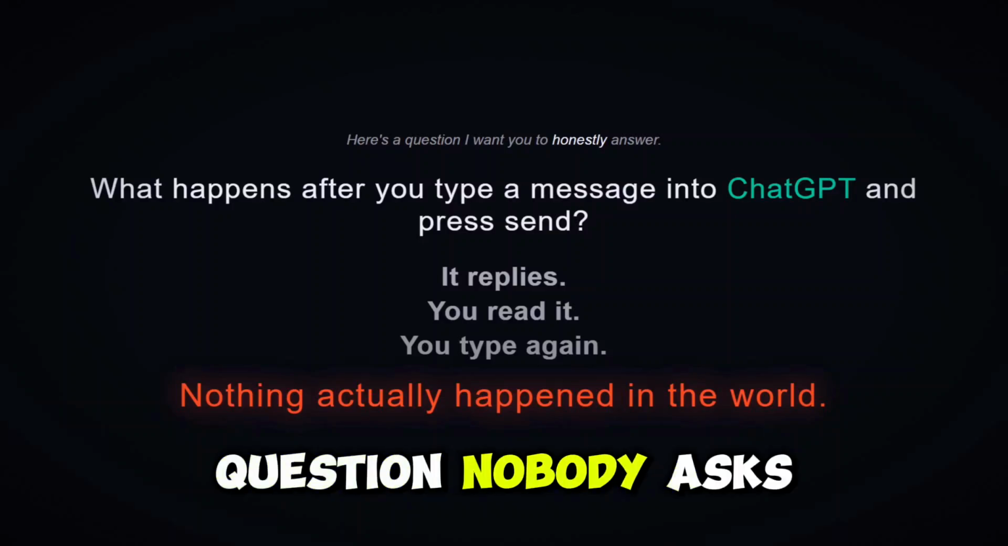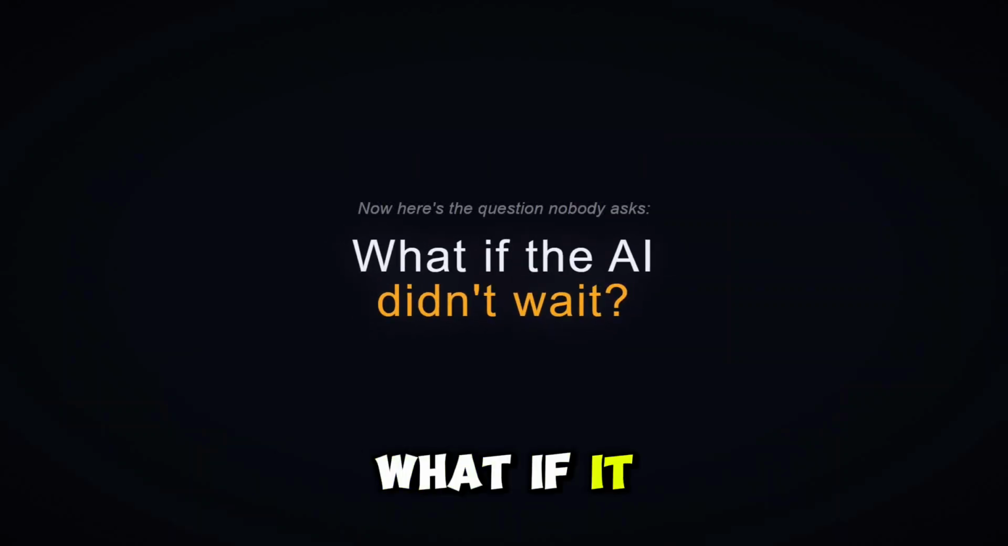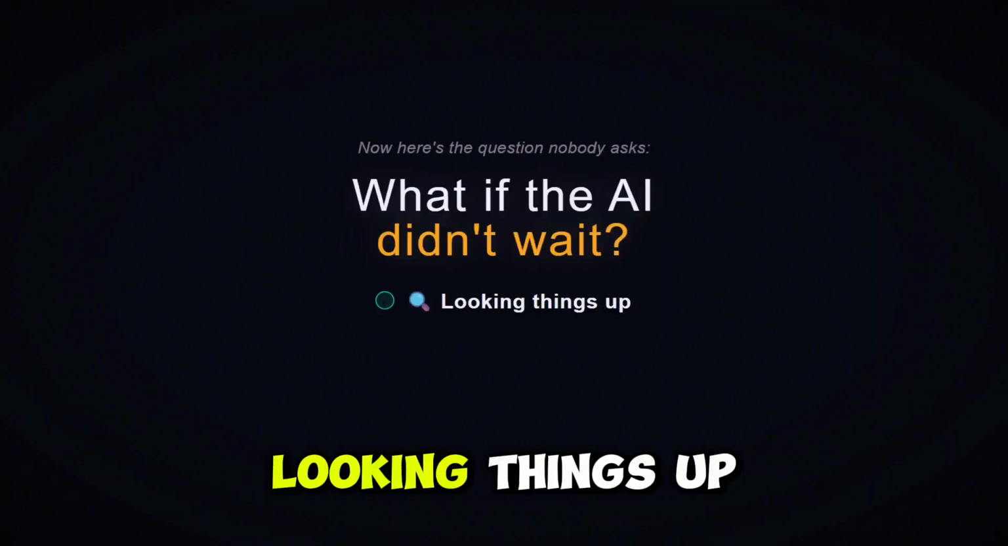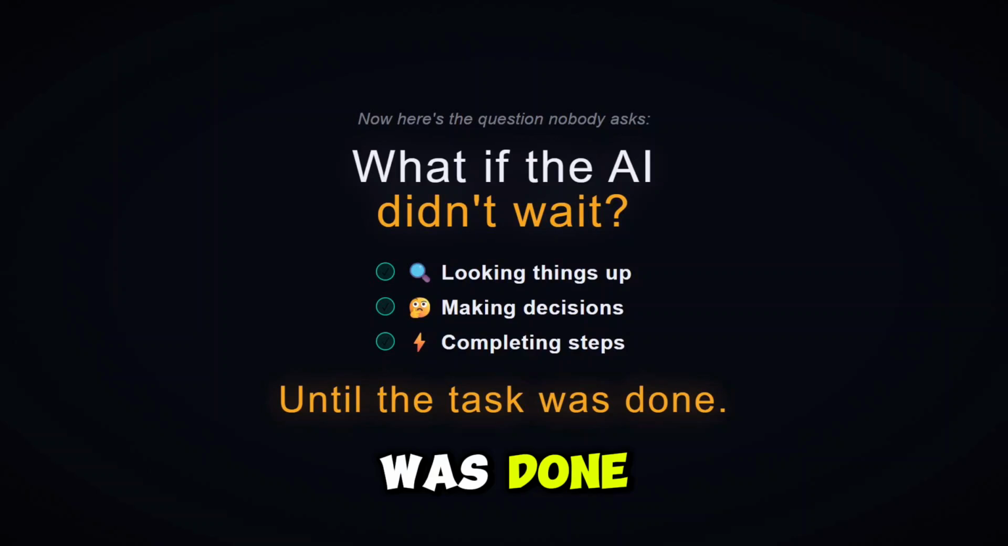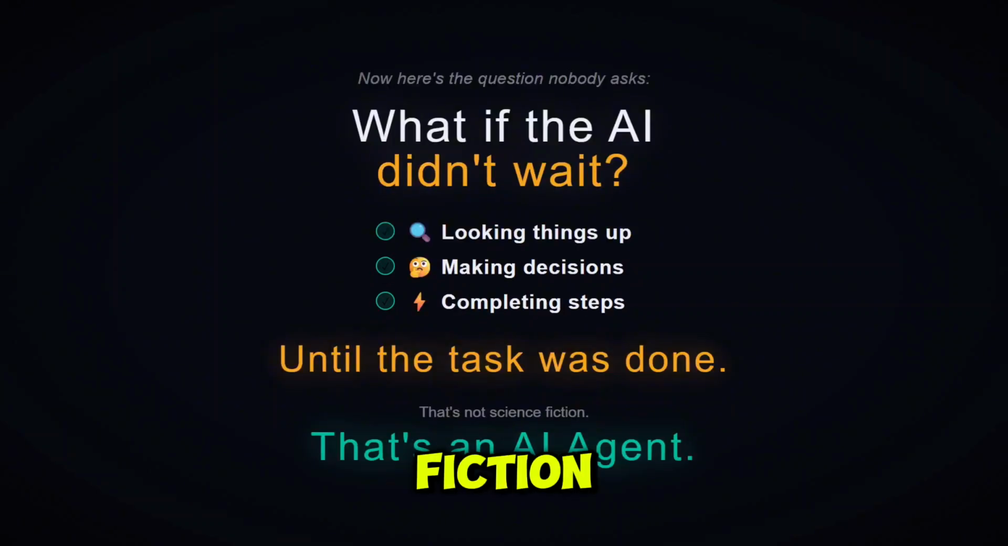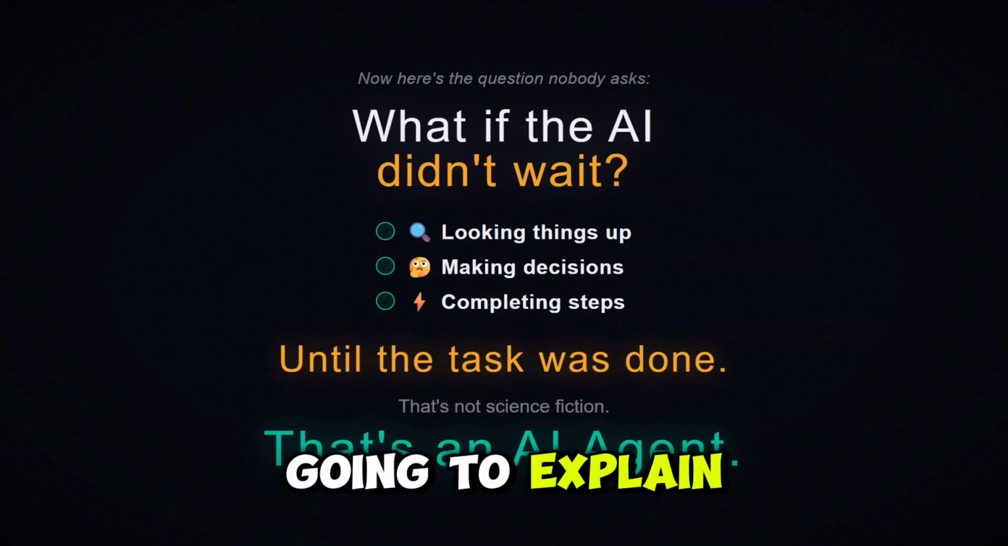Now here's the question nobody asks. What if AI didn't wait for you to type the next message? What if it just kept going on its own, looking things up, making decisions, completing steps until the last task was done? That's not science fiction, that's an AI agent. And it works on a 5 step loop that I'm going to explain today. So do watch the full video, and the last 3 minutes are where it all clicks together.